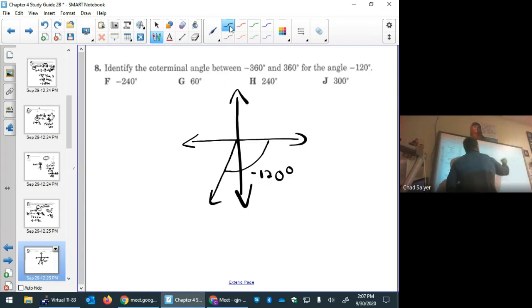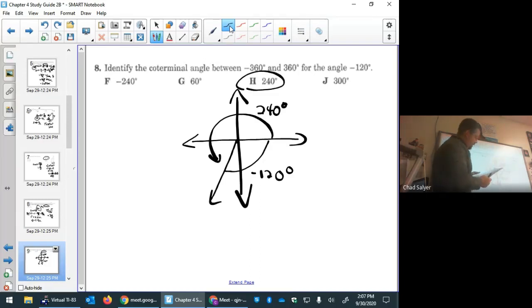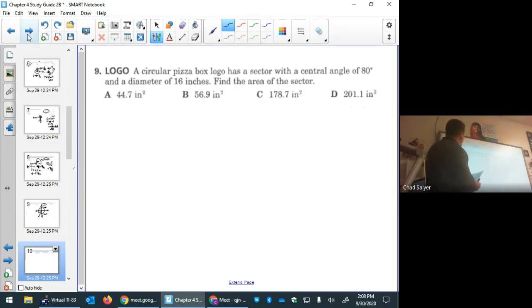So what's the positive coterminal angle? Well, that would be this. So that's 180, and then 60 more, 240 degrees. So positive 240. H is in hotel. You don't want to miss that one. That one's a gimme.